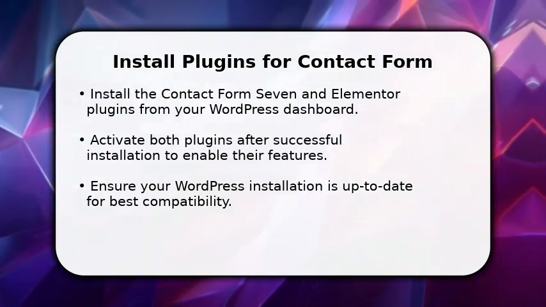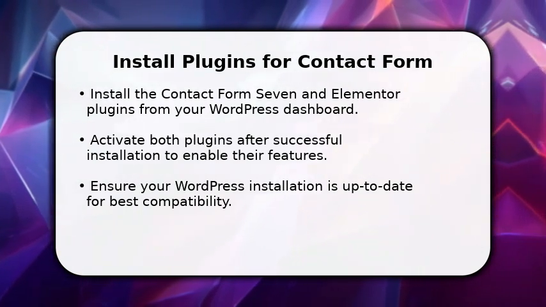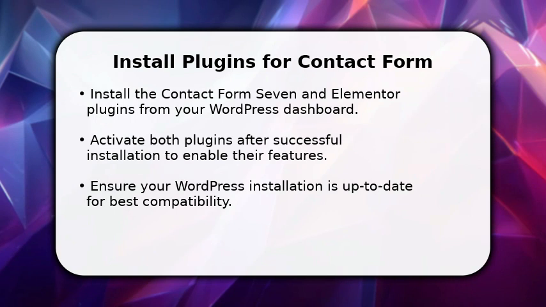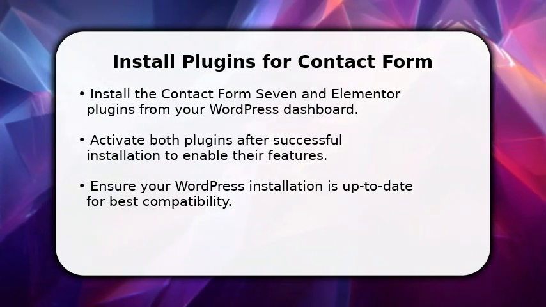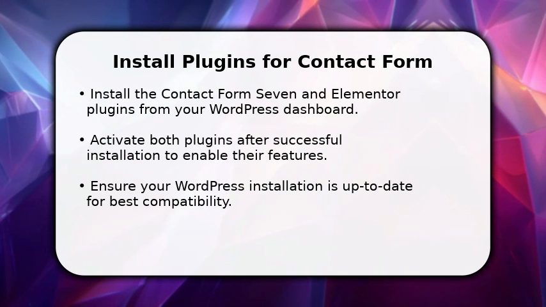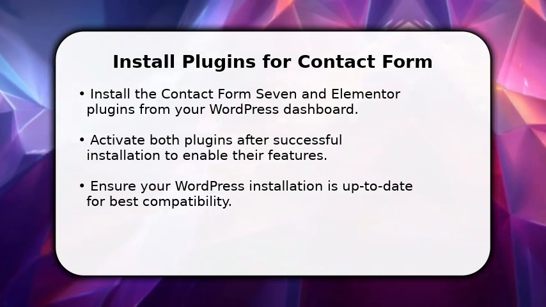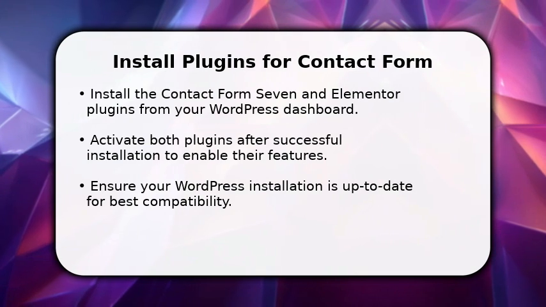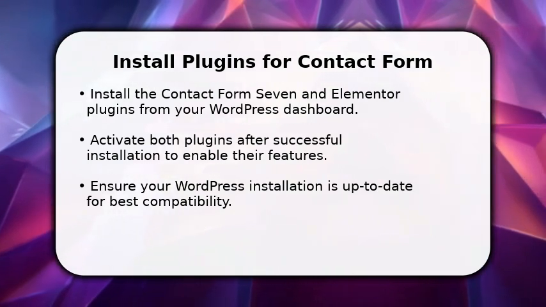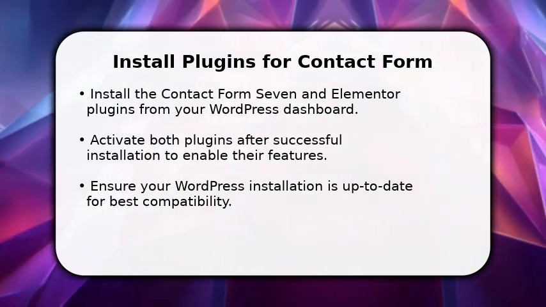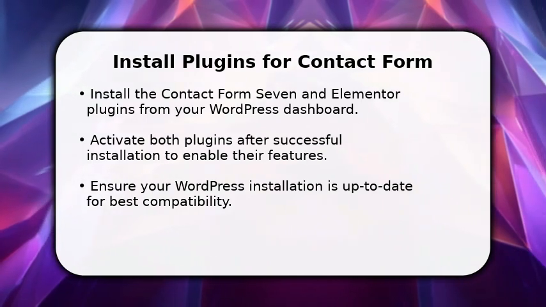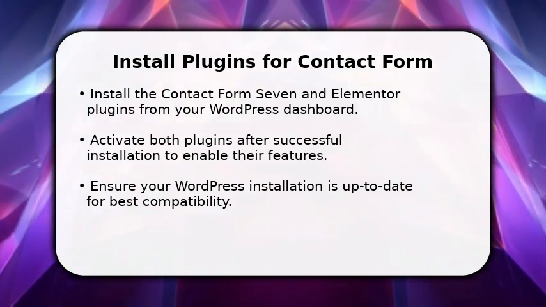First, navigate to your WordPress dashboard and install two essential plugins, Contact Form 7 and Elementor. After installation, remember to activate both plugins. This crucial first step ensures you have all the necessary tools ready to build and display your contact form effectively on your website. It only takes a minute or two.